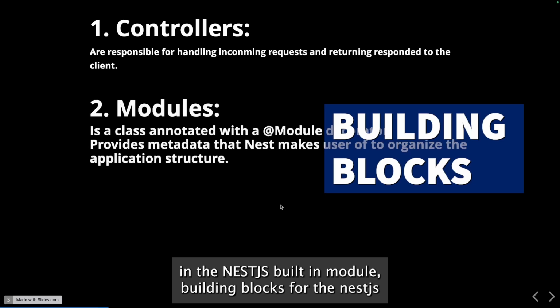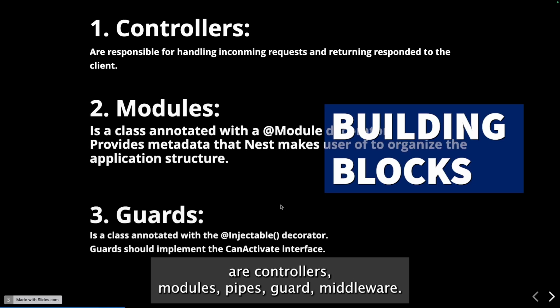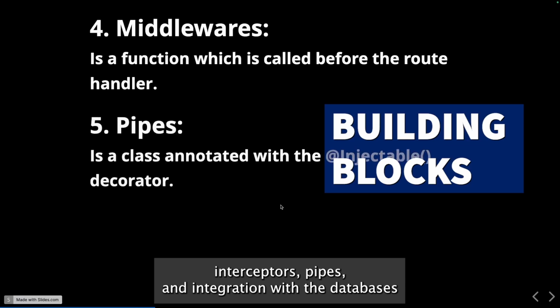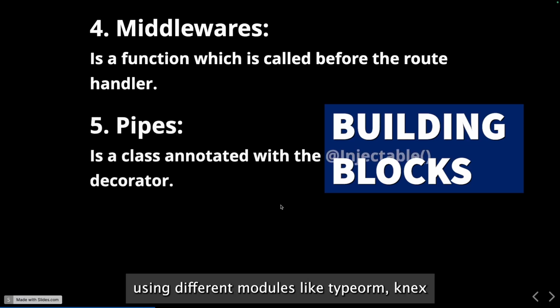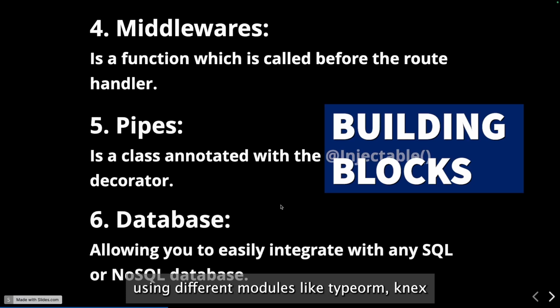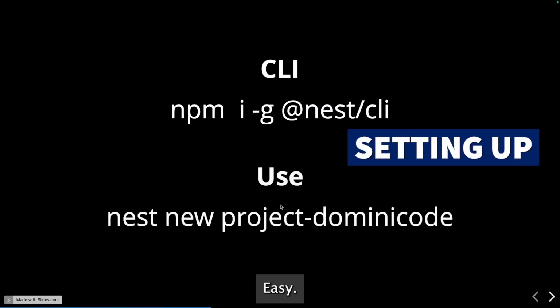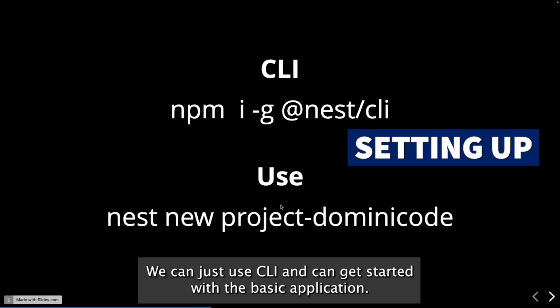The building blocks of Nestjs are controllers, modules, pipes, guards, middleware, interceptors, and integration with the databases using different modules like Sequelize, Knex, TypeORM. Setting up Nestjs is easy. We can just use the Nest CLI and get started with a basic application.